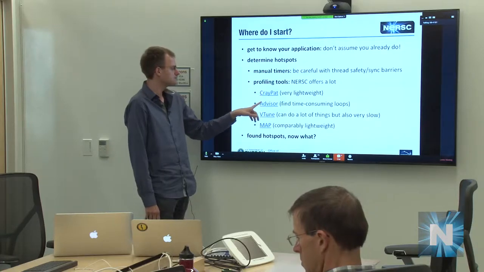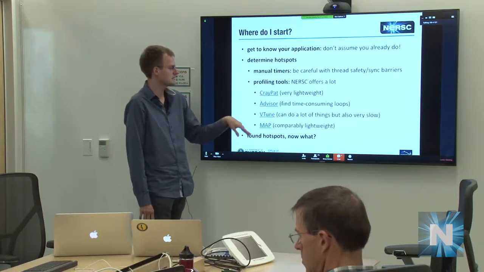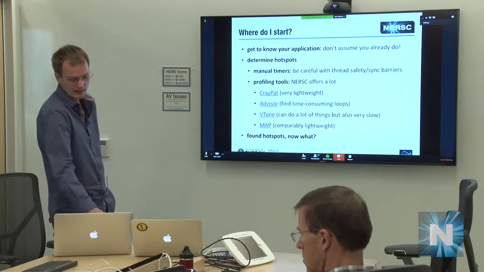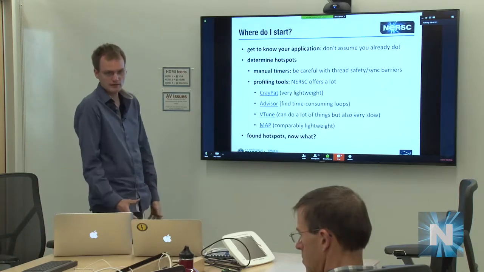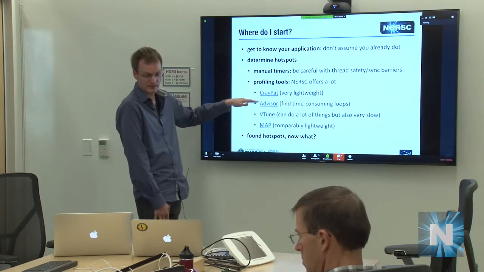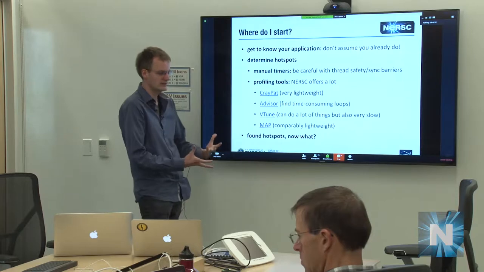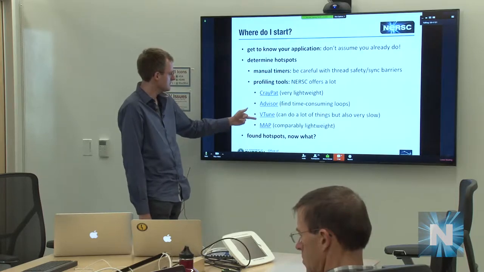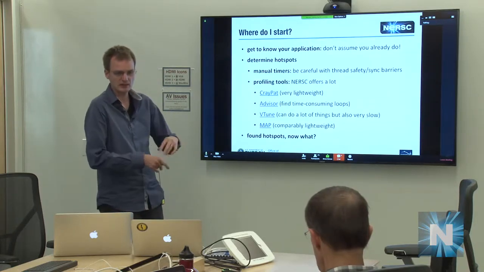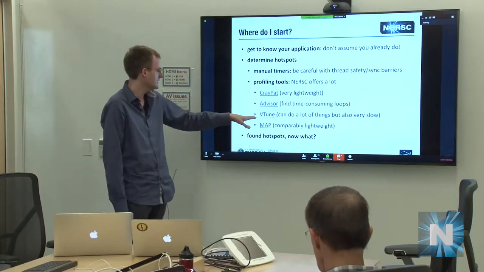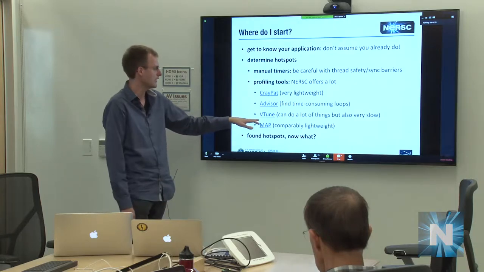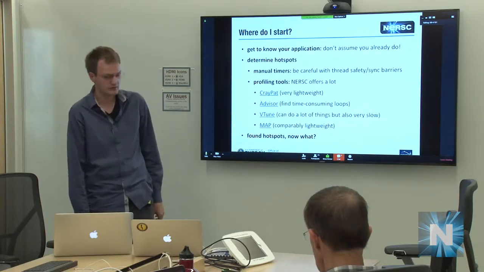If you go a little bit more involved, there are things like Advisor, because this tool can find time-consuming loops and analyze them in the same step. And VTune, for example, can do a lot of things, but it's very slow. So for this task, I would suggest just starting with CrayPat, just timing, and seeing what really consumes a lot of time. There's also something in between these, which is MAP, which is very nice and comparably lightweight, because it uses more of a sampling approach. VTune is really heavyweight, and data collection of big kernels can take a very long time. So this is also a nice opportunity to try that out.